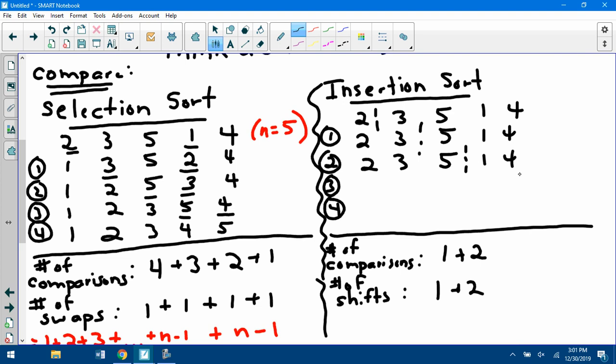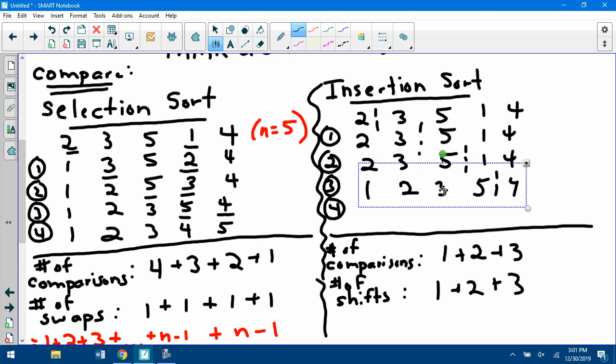Okay, third time through, how many comparisons? Yeah, this is worst case scenario. I gotta make three. Since this is worst case scenario, I have to shift once, twice, three times before I insert. So three comparisons, three shifts. Then the last time through, in my case, I only have to make one, two comparisons before I find someone smaller. But worst case scenario, we'd have to make one, two, three, four comparisons. And worst scenario, I'd need four shifts as well. In my case, only one shift and two comparisons.